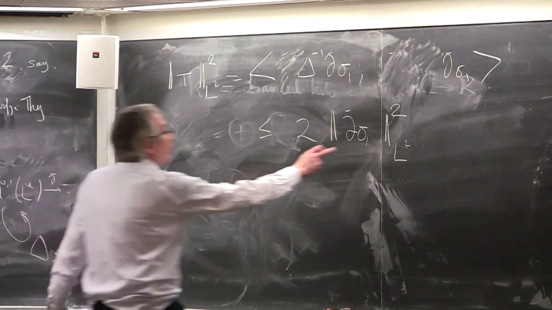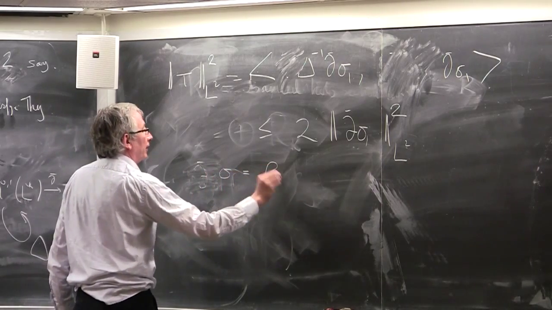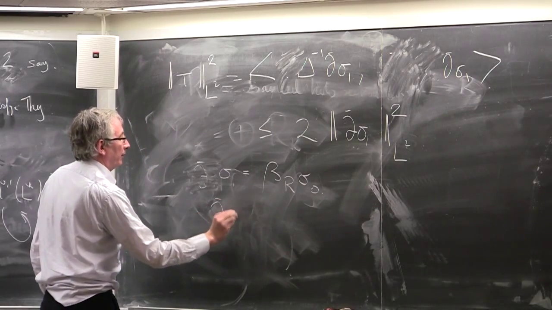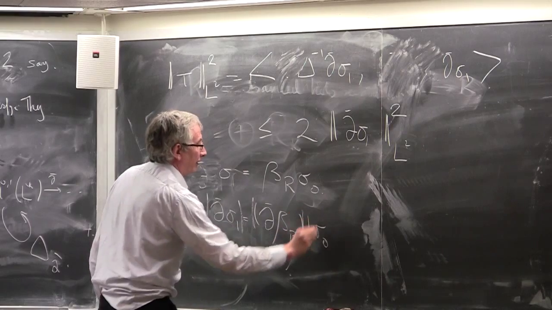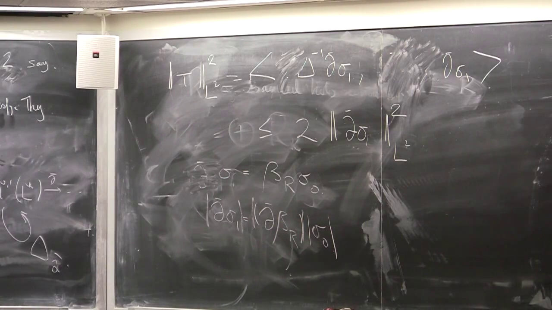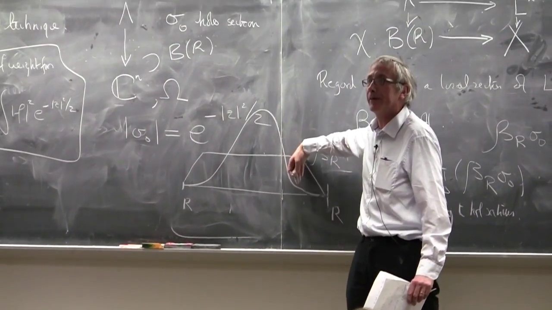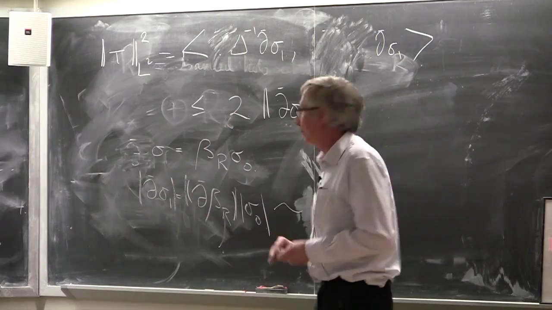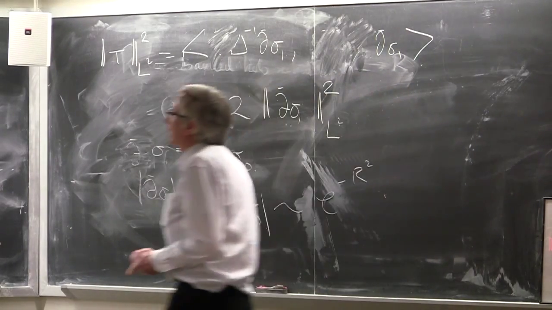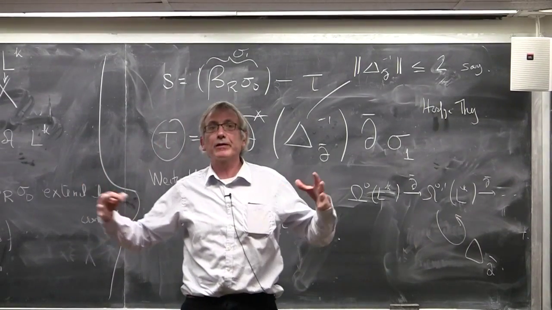But this thing we can make very small. What is sigma 1? Remember, this is just beta r times sigma 0. D bar of sigma 1 is d bar of beta r times sigma 0. The derivative of beta r only happens out here, at radius roughly r over 2 or something, where the size of sigma 0 is e to the minus r squared. So this is essentially e to the minus r squared, or something like that. By making r large, but not very large, we can make this a tiny number. So the adjustment in L2 that we have to make can be made tiny by making r a moderately large number.